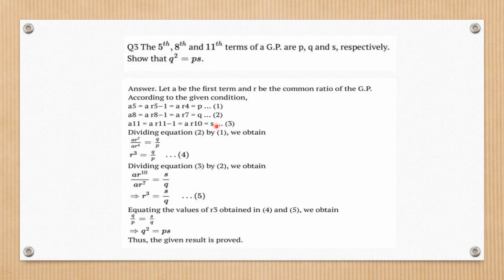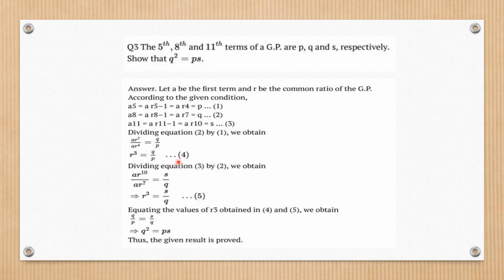Okay, and the second way is, as you know, that the common ratio is the same in the case of these GPs. So what I can do is firstly divide equation 2 by equation 1. Dividing 2 by 1, I will get that r cube is turning out to be ar^7 divided by ar^4, which is q by p. So r cube is q by p.